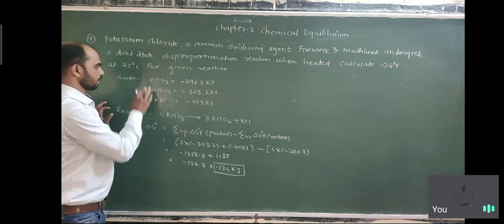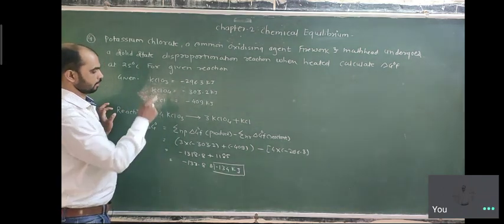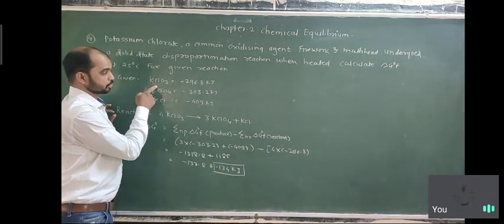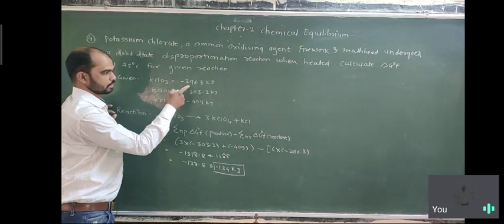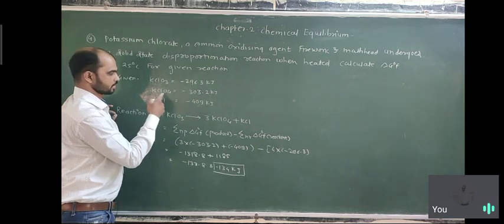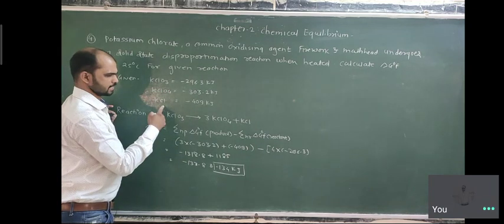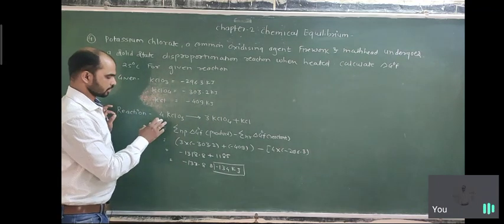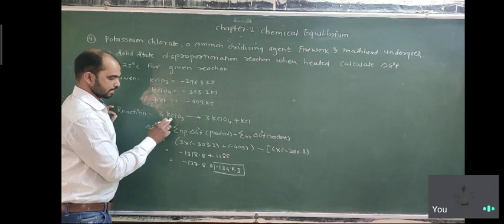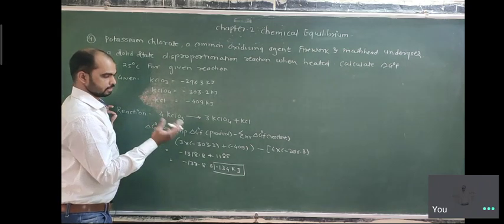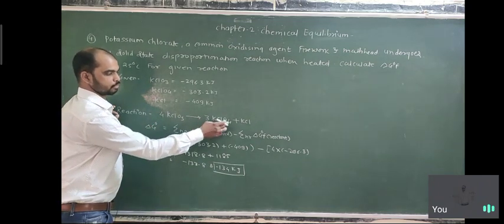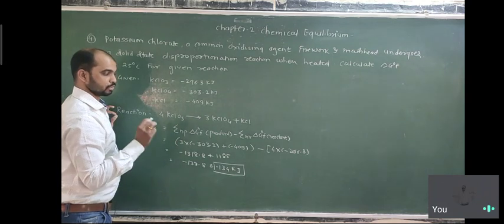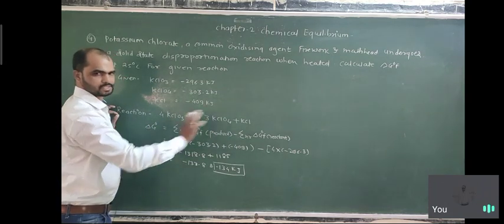So there are three values given. Gibbs free energy of formation is given: KClO3 minus 296, KClO4 minus 303, and KCl minus 409. The reaction is 4 molecules of KClO3 when it oxidizes converts into 3 KClO4 plus KCl. So the reaction is balanced.